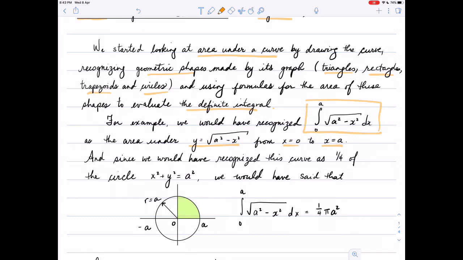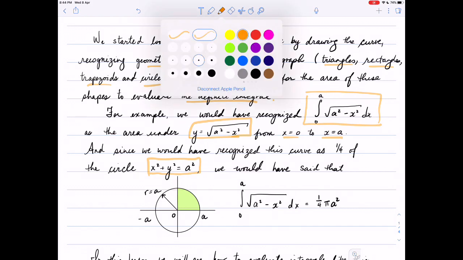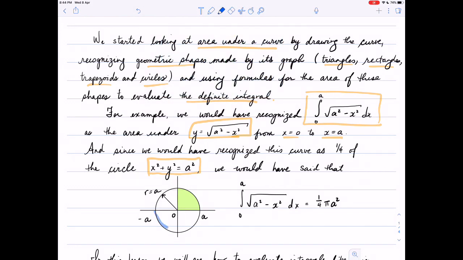And we would have recognized this function here as the top half of the circle, x squared plus y squared is equal to a squared. The top half, because the bottom half of the circle would have been the negative root, right? That would have been the negative root of a squared minus x squared.